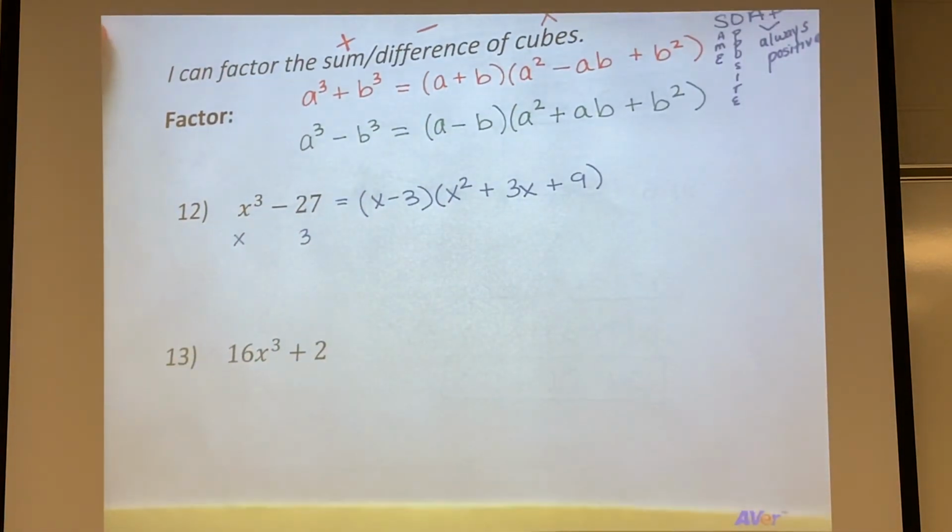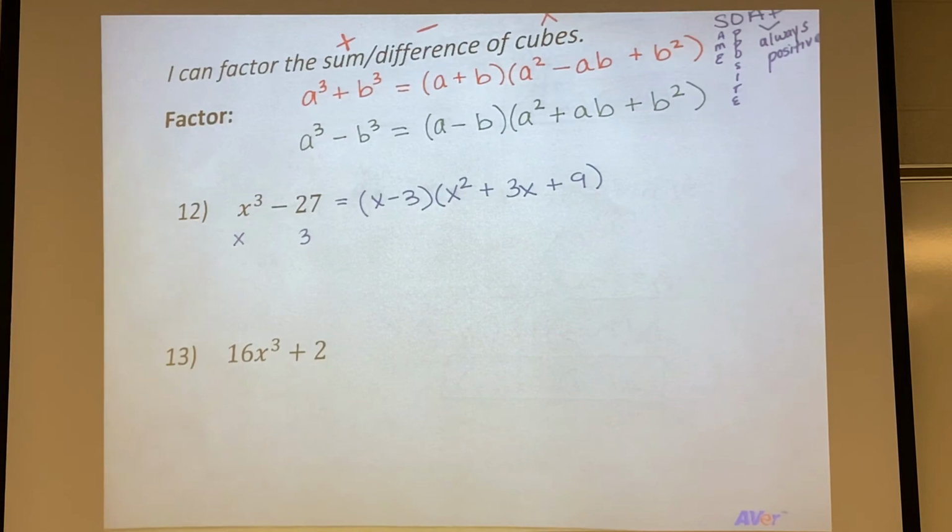All right, so go ahead and try number 13. I want you to pause, write it down, go through your factor steps, check for GCF, then take cube roots, and see if you can write it out using that factorization pattern.